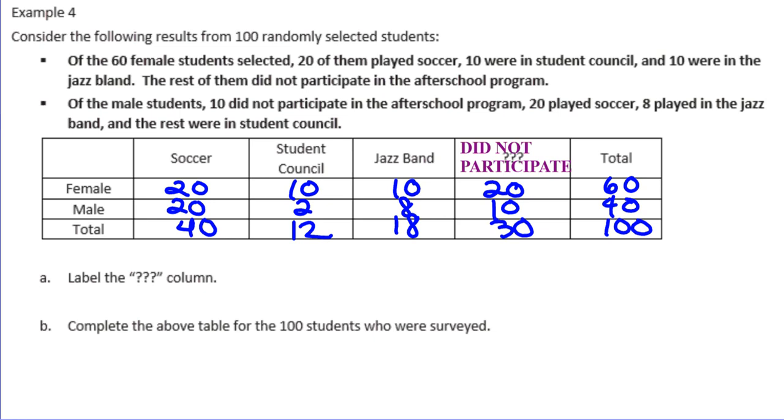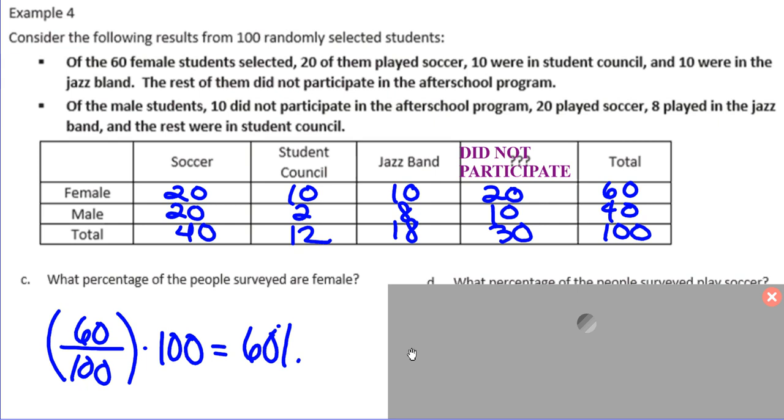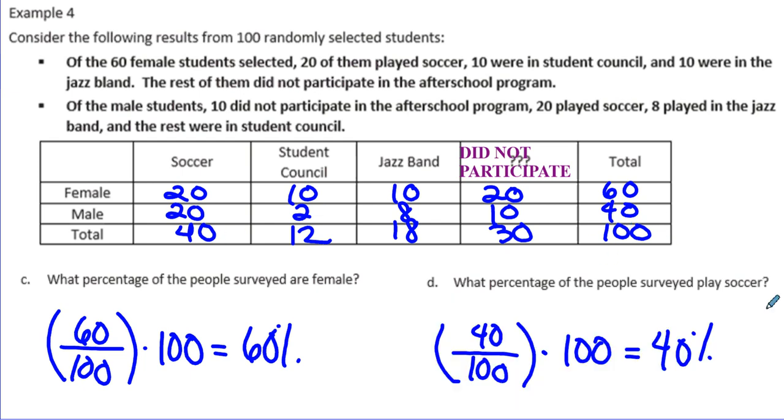With that in mind, let's start answering some questions about the percentages. So it says, what percent of the people surveyed are female? Well, there's 100 individuals, 60 were female. That ends up being 60%. What percentage of the people surveyed play soccer? Well, out of the 100 people surveyed, we have 40 that played soccer, so that would be 40%.